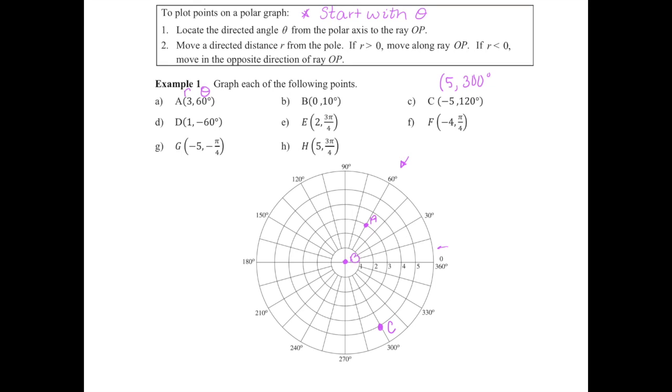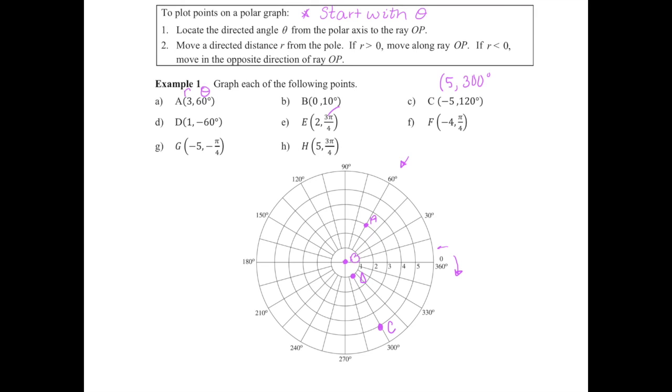(1, -60 degrees). So I'm going to start here, and -60 means we go backwards. So I'm going to go backwards 60 degrees. That would bring me to 300, and then I need to go to 1, which is that first ring. So here's letter D. Letter E, (2, 3 pi over 4).